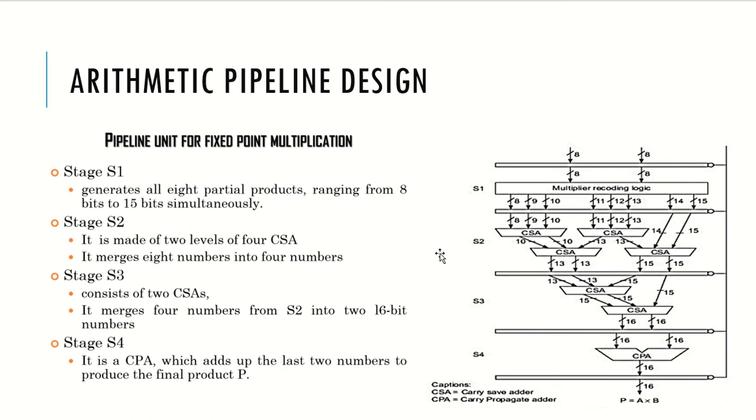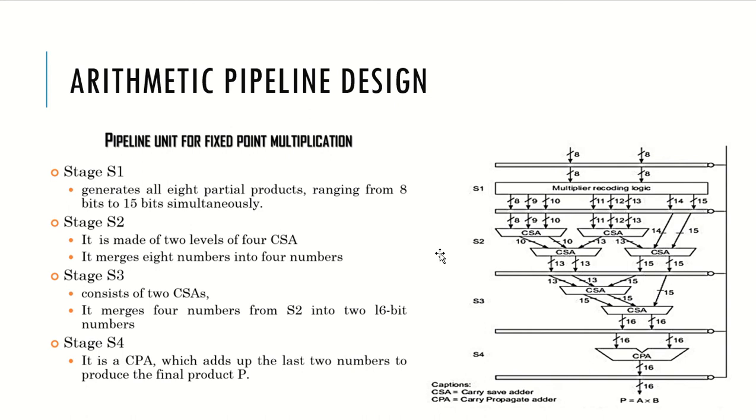The 4 outputs will be taken out and fed into the next stage of the pipeline, where again the same logic is applied, but instead of 4, you have 2 carry save adders. The 2 carry save adders will merge these 4 partial products from stage 2 into 2 values, each of 16 bits of length. Okay, so in stage 3, the 4 partial products from stage 2 are converted into 2 partial products.